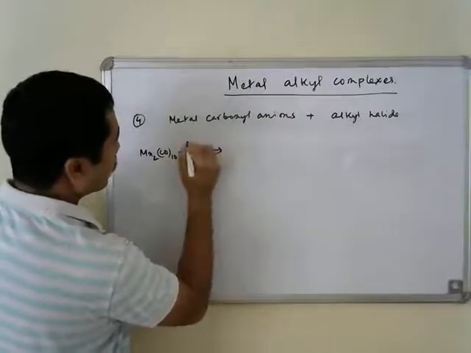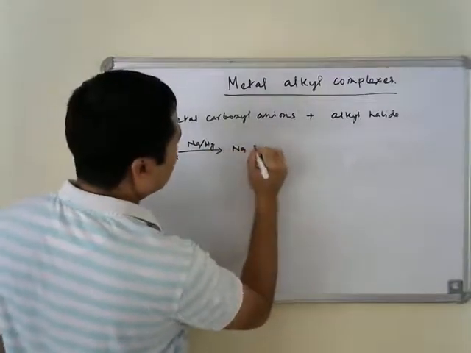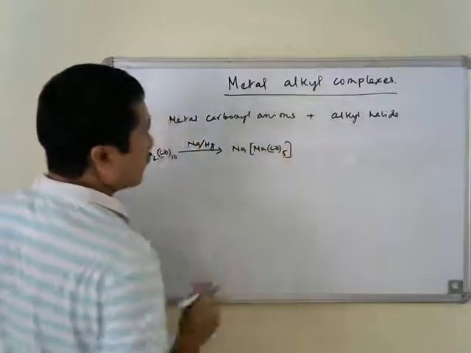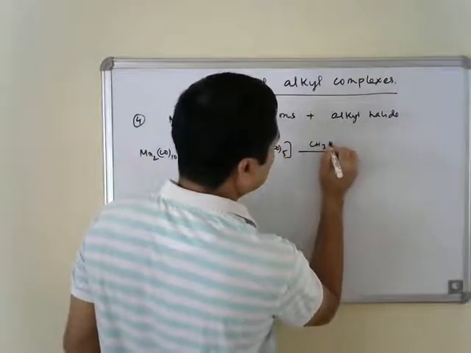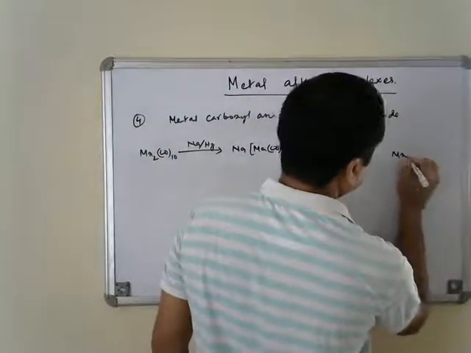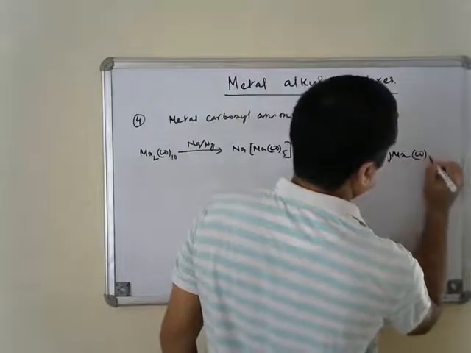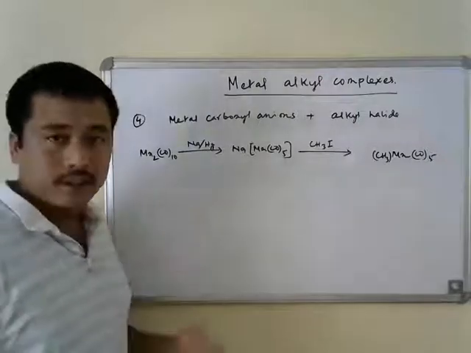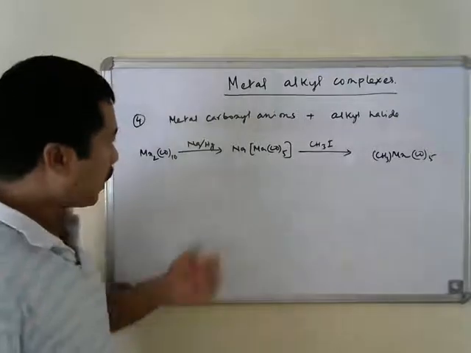We have seen one reaction where Mn2CO10, which upon reduction with sodium gave us a metal carbonyl anion, that is in this way, and this upon reaction with alkyl halide we obtain alkylated compound in this way. We have also seen that instead of alkyl halide, if we use acyl halides, then we obtain the corresponding acylated product.